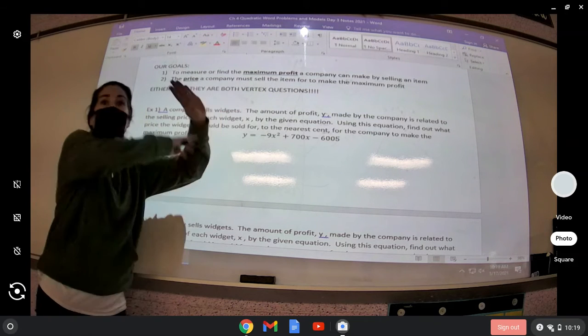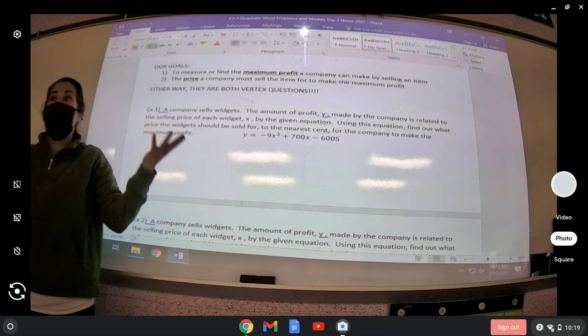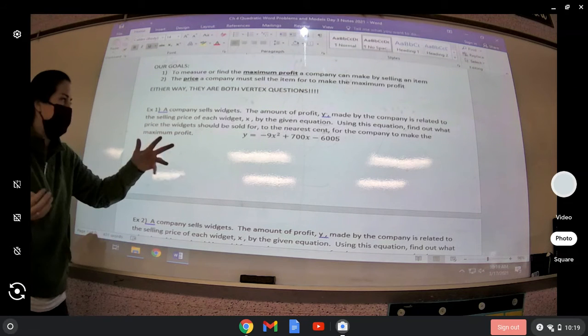So a company sells widgets. All of the examples on Delta Math, that's what they're selling. I don't even know what a widget is. All right, but either way, they're selling widgets.